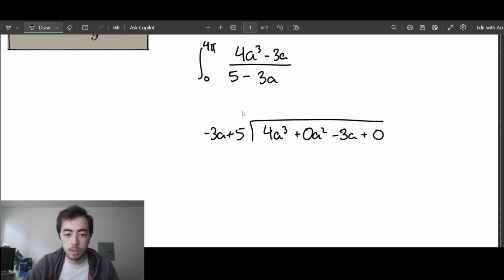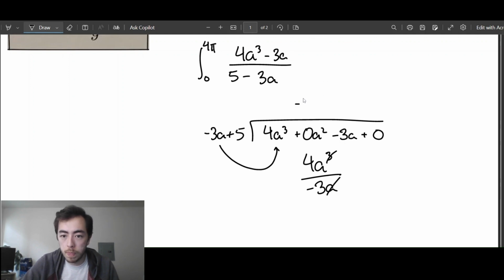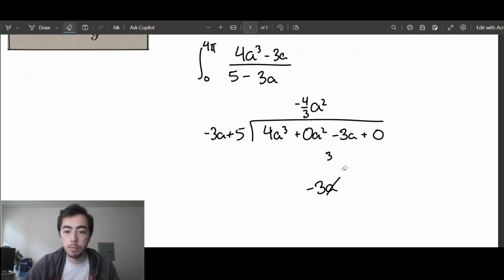All right, so this is going to be a little bit messy. I need to multiply 3a by something to get 4a squared, or in other words, 4a cubed. I'll do 4a cubed divided by 3a, and that informs me that I'll put a negative 4/3 a squared as my quadratic term. Multiplying that, I should get exactly a 4a cubed here, and I'll get a minus 20/3 a squared over there. I will subtract away my terms.